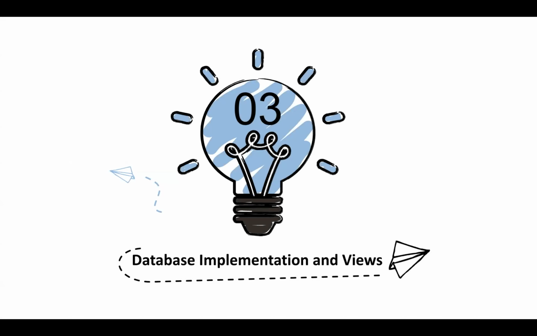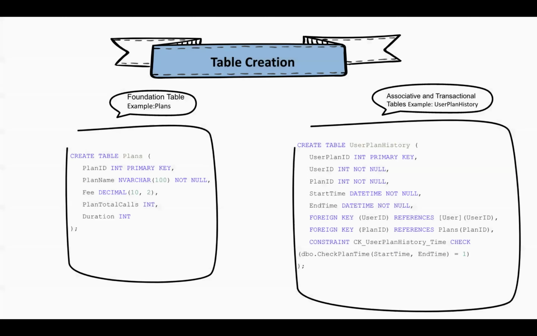In this section, we'll dive into the implementation of the database. For data creation, we've started by defining foundational tables first, which had simple structures with primary keys, such as the plans table on the left. And after that, we created associative and transactional tables, which require handling of foreign key dependencies, such as user plan history on the right as an example.